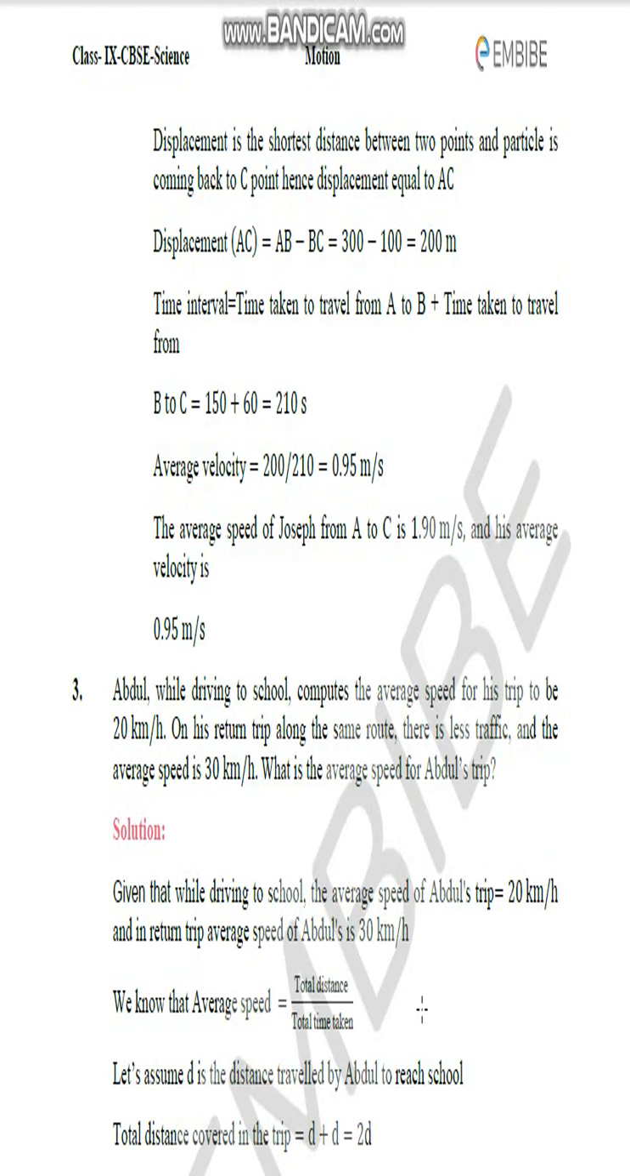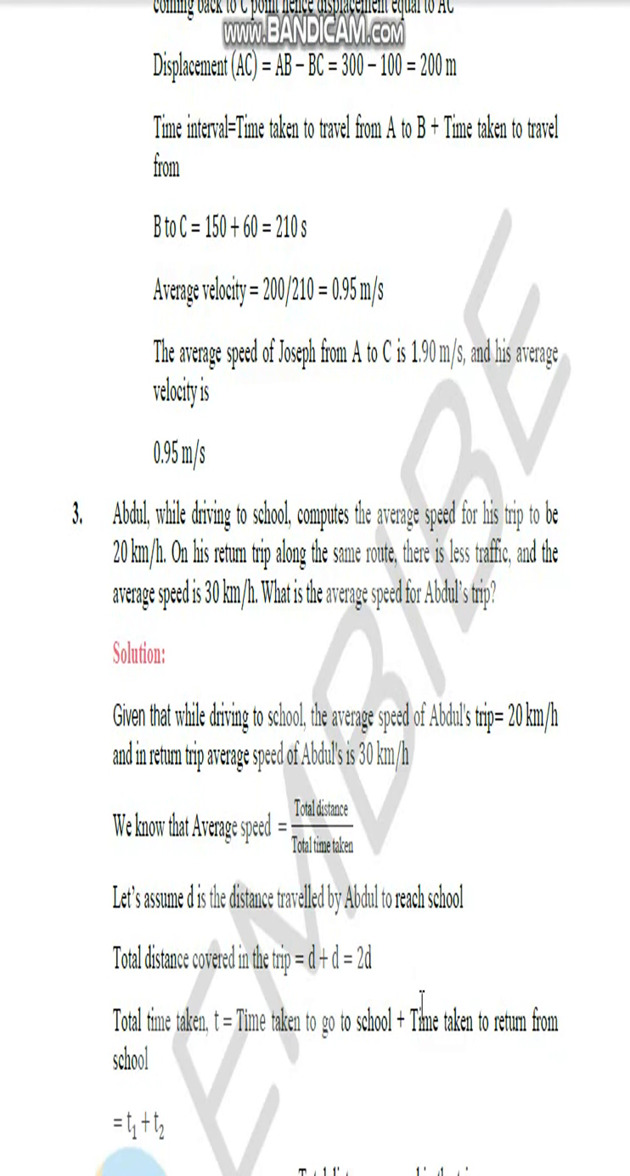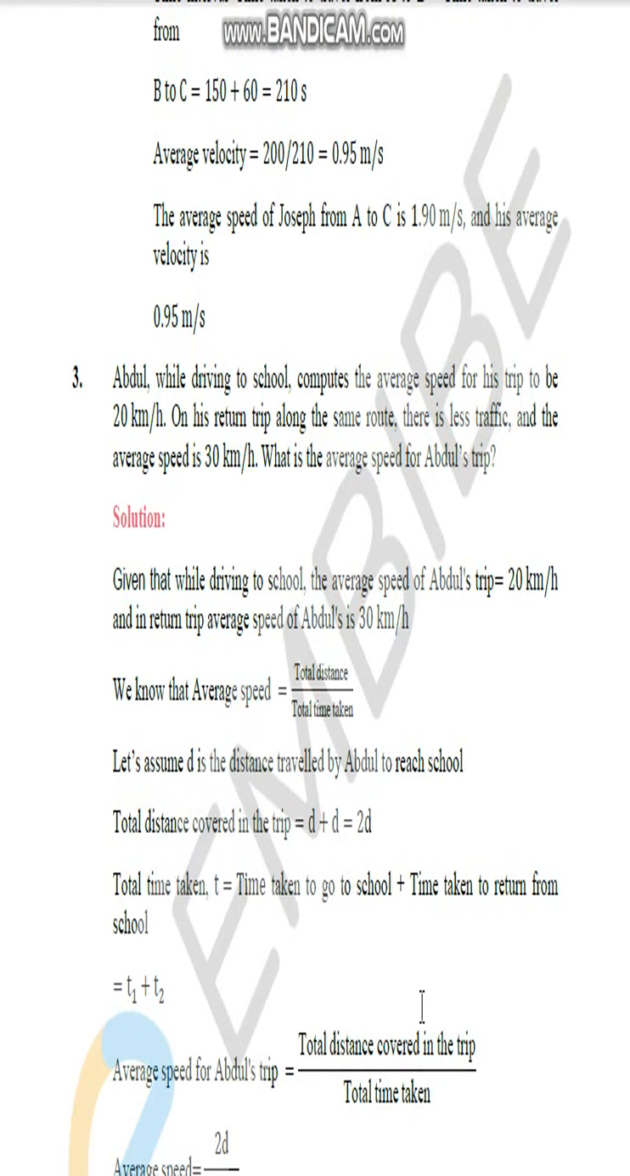Our next numerical: Abdul, while driving to school, computes the average speed for his trip to be 20 km per hour. On his return trip along the same route, there is less traffic and the average speed is 30 km per hour. What is it? It means Abdul is going to school at a speed of 20 km per hour, but on the return from the school it is 30 kilometer per hour. Why? Because of the less traffic.